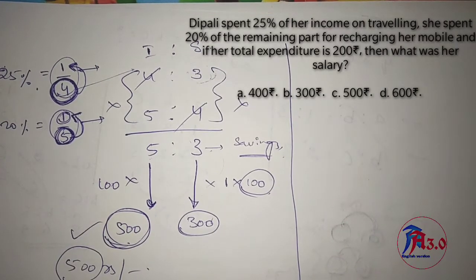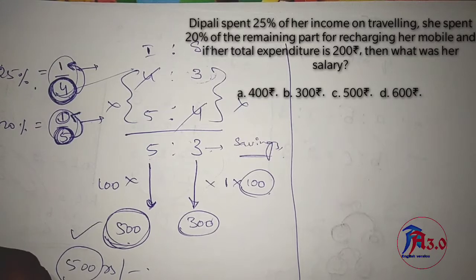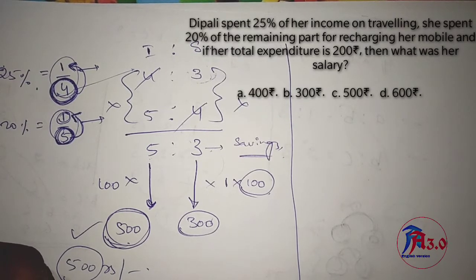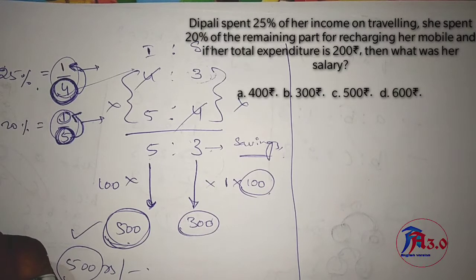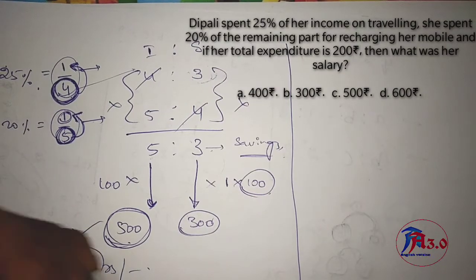If the question is twisted, it is the same to the last. If he says the total expenditure of Deepali is 200 rupees, he will not give the savings here. I am reading all the questions. See, Deepali spent 25% of her income on traveling. She spends 20% of the remaining part on recharging her mobile, and now if she spent 200 rupees as her total expenditure, what was her salary?